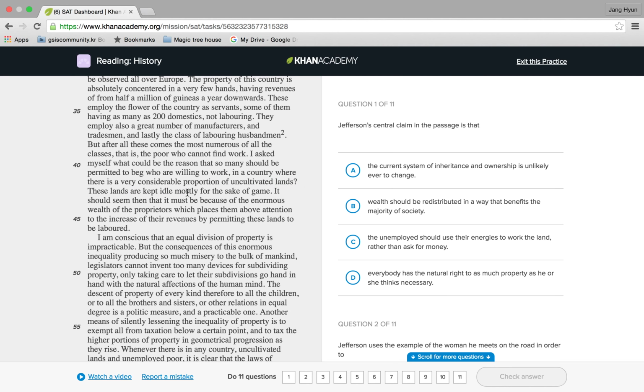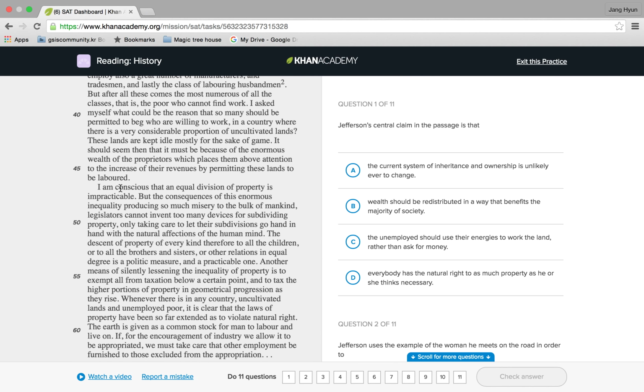These lands are kept idle mostly for the sake of game. It should seem then that it must be because of the enormous wealth of the proprietors, which places them above attention to the increase of their revenues by permitting these lands to be labored. I am conscious that an equal division of property is impracticable, but the consequences of this enormous inequality, producing so much misery to the bulk of mankind, legislators cannot invent too many devices for subdividing property, only taking care to let their subdivisions go hand in hand with the natural affections of the human mind. The descent of property of every kind, therefore, to all the children, or to all the brothers and sisters, or other relations in equal degree, is a politic measure and a practicable one.